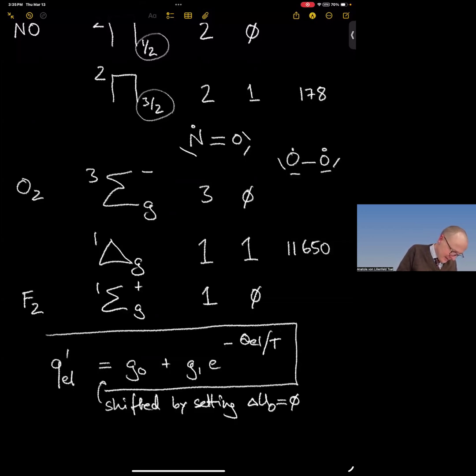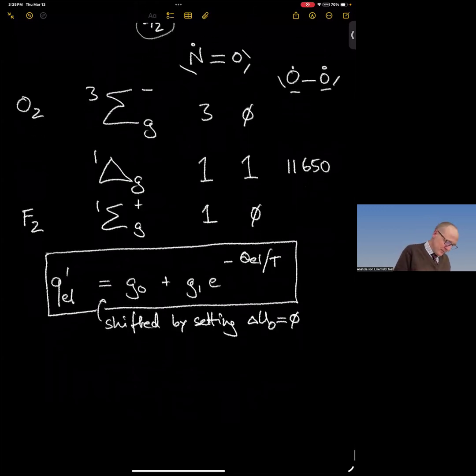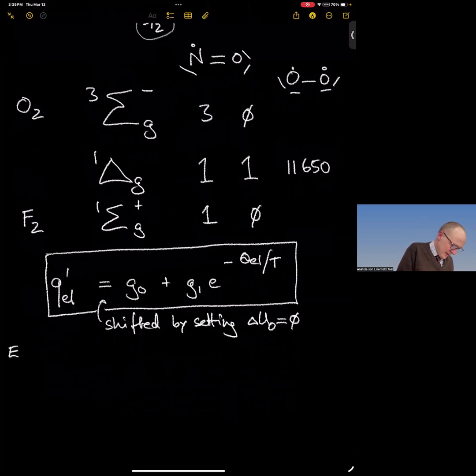So if things turn really bad and you cannot truncate after the ground state and you have to consider the first excited state, then you can play this trick, shift your energy, and we want to now consider the case of NO for this situation. Or before I continue, other questions? Yes, please.